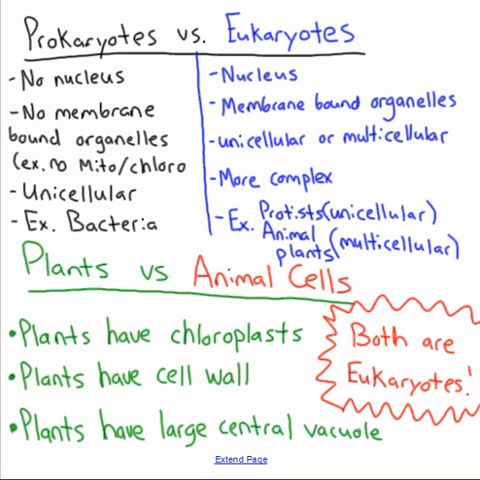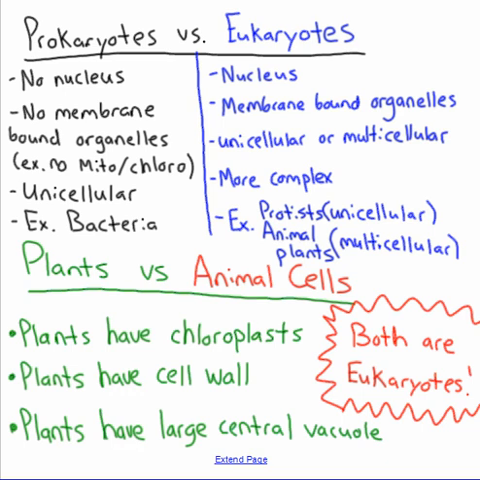Prokaryotes do not have that advantage. So prokaryotes do not have mitochondria, they don't have a chloroplast, they don't have any membrane-bound organelles. For this reason, they always remain unicellular. They don't have a nucleus. They're overall pretty simple organisms. They're not complex. Finally, just the difference between plant and animal cells.